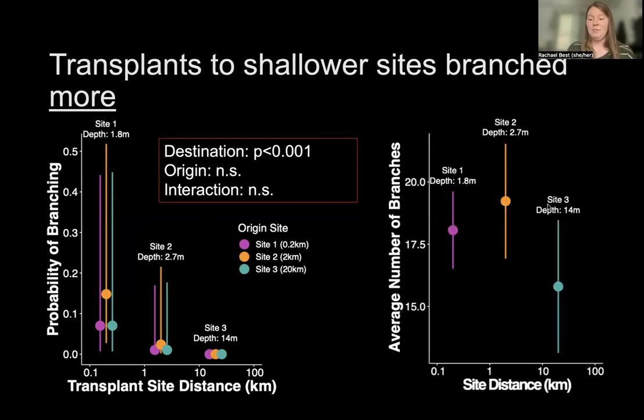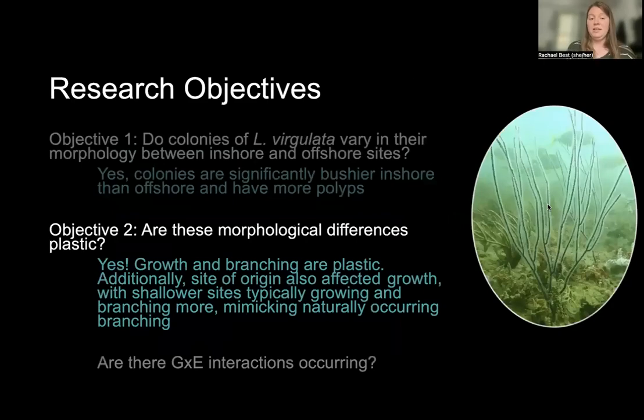Another exciting thing is that when we're comparing to the natural average number of branches at each of these sites, we see a similar pattern of site 2 having a trend of a higher average number of branches compared to the other 2 sites. And we see this in our transplant experiment as well, which is really exciting. And so we are seeing plasticity of growth and branching. There is an effect of origin on the amount of growth. And we are seeing branching patterns that are mimicking the naturally occurring patterns of branching at these sites.